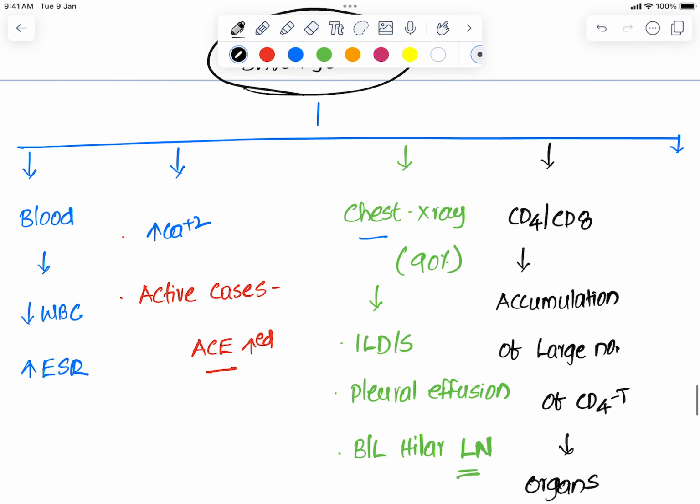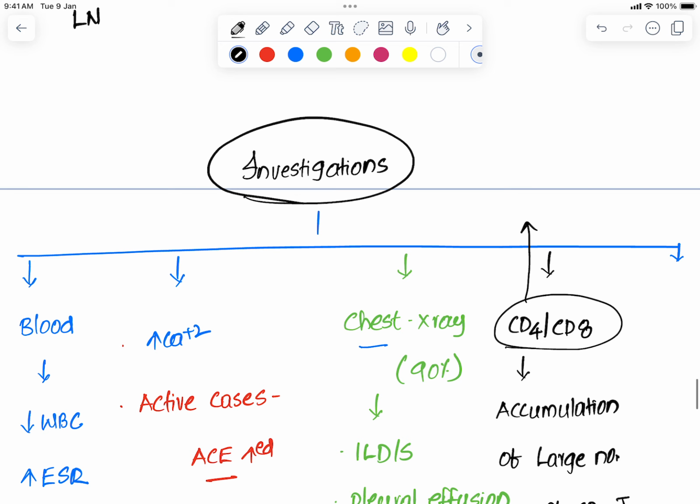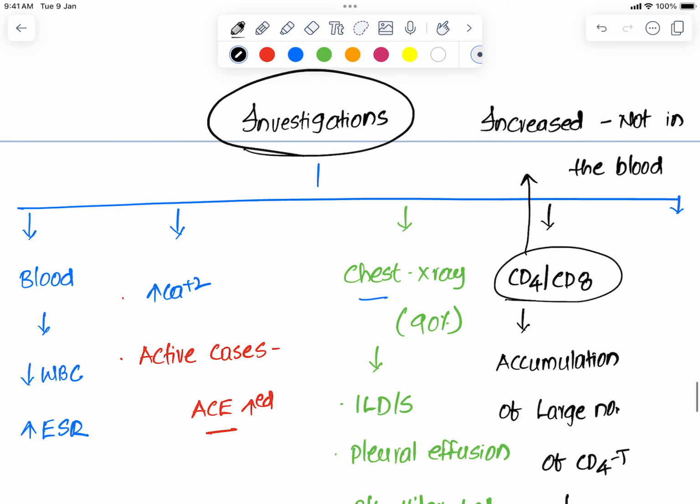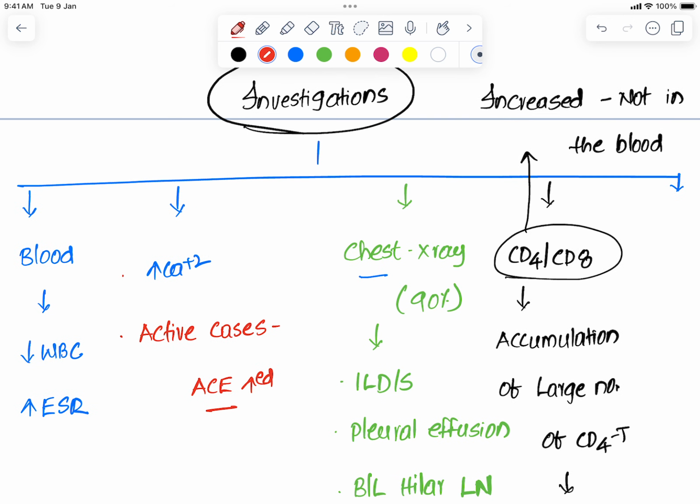So you have to remember that the CD4 to CD8 ratio, whichever is increased, is not in the blood. Okay? It is in the affected organs. Right? Then, next to this CD4 to CD8 ratio, we have the gallium uptake studies.